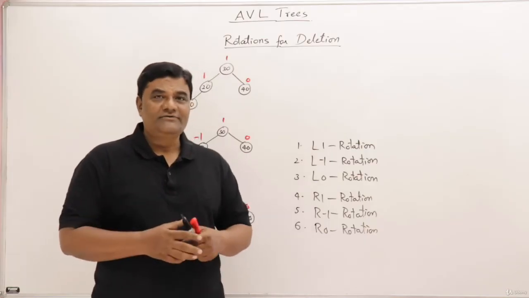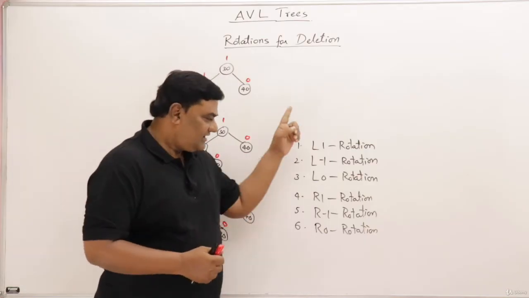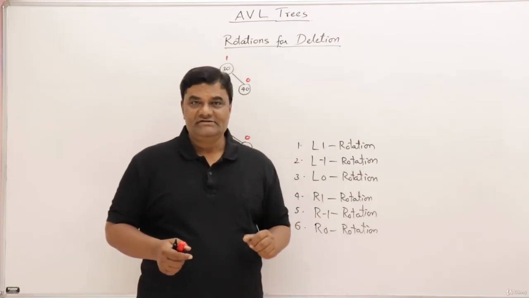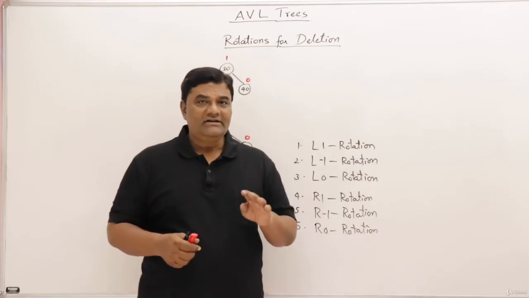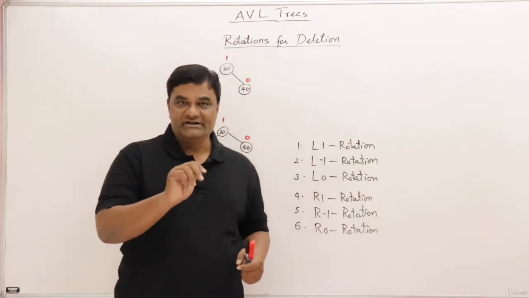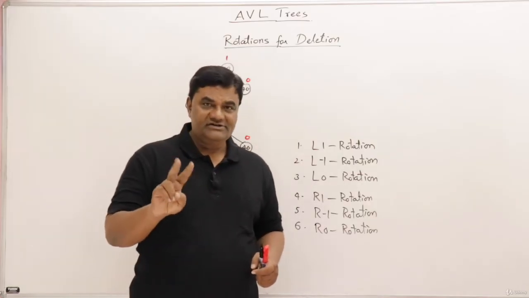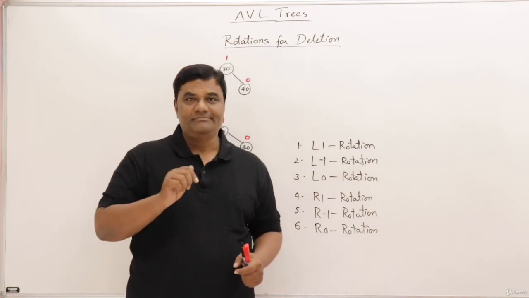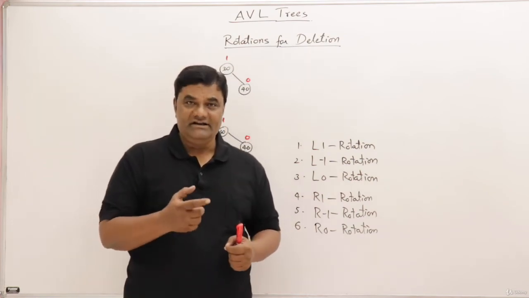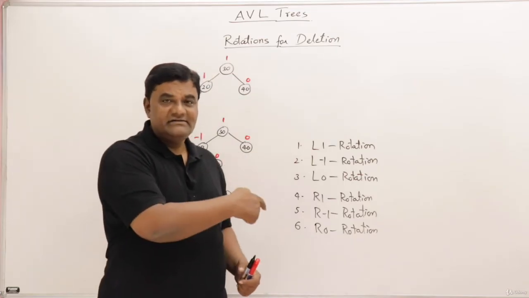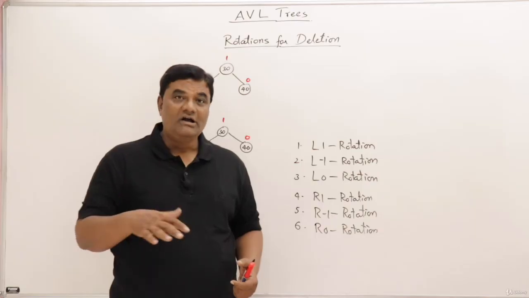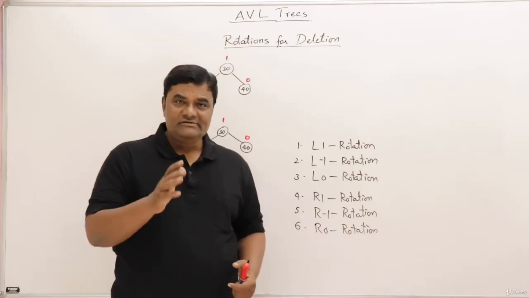So what are the types of rotations available? There are 6 rotations available. Don't panic with these rotations. These are not new. Already in insertion we have seen 4 rotations. 2 were single rotations and 2 were double rotations. Those same rotations we perform, but we have given different names. These 6 names are to identify which rotation should be performed out of those 4. So let us look at them.